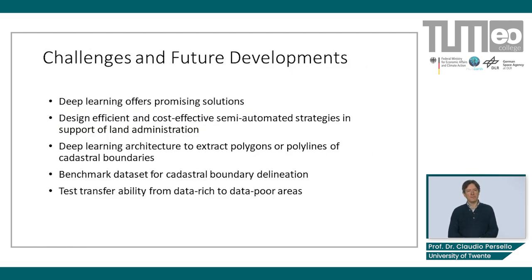A short conclusion. All in all, deep learning offers very promising results for extracting cadastral boundaries from Earth observation data automatically. Nevertheless, more effort should be devoted to designing cost-effective strategies in support of land administration systems. Moreover, it is important to observe that not all cadastral boundaries are visible in Earth observation images. Therefore, full automation is not feasible.